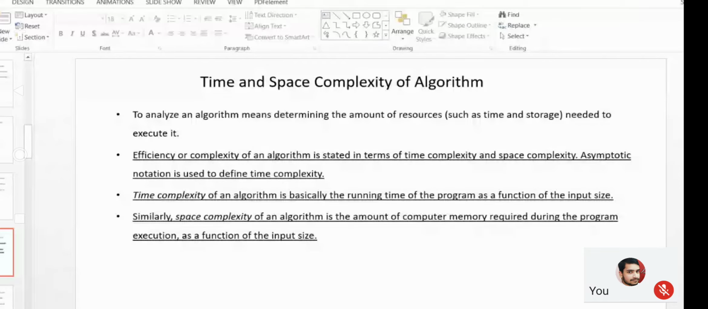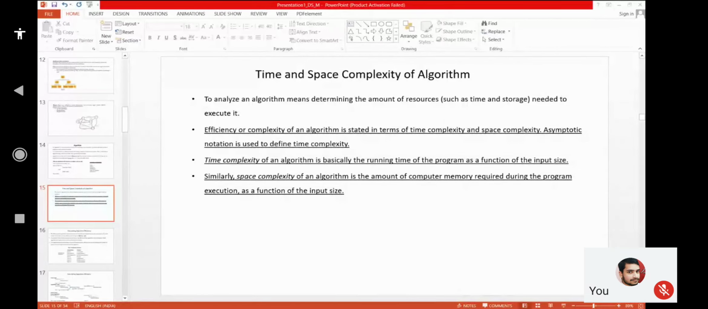Suppose I am giving you another example. Suppose sorting. There are so many sorting algorithms. Bubble sort is there, selection sort is there, quick sort, merge sort, heap sort, and all. Now we will discuss why the time complexity of bubble sort is order of n square. What is order, what is n square, that also I will discuss today. The time complexity of selection sort is order of n square, but the time complexity of merge sort or quick sort is order of n log n. Now order of n log n is less than order of n square.